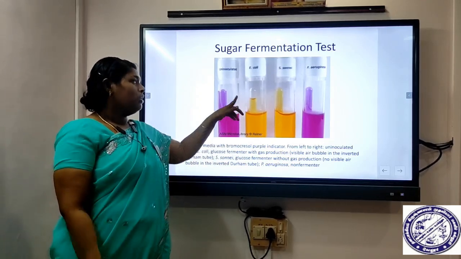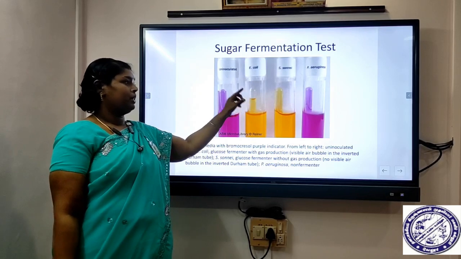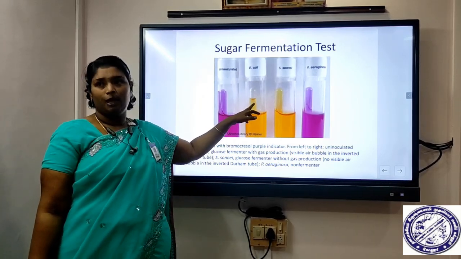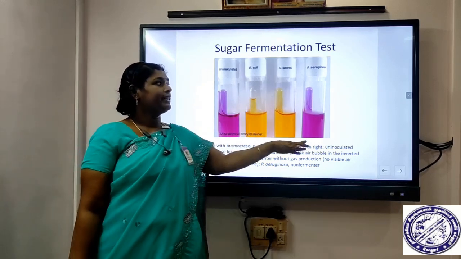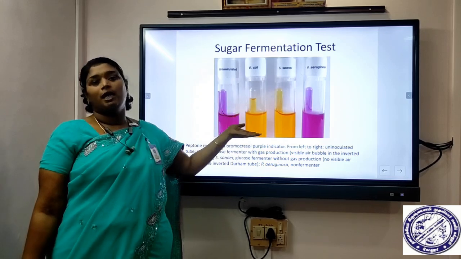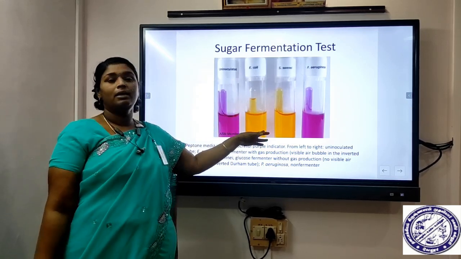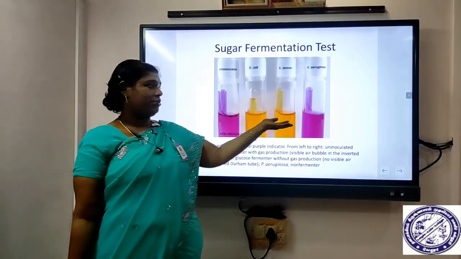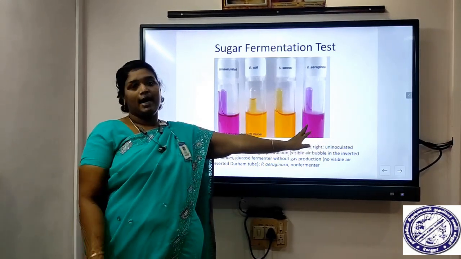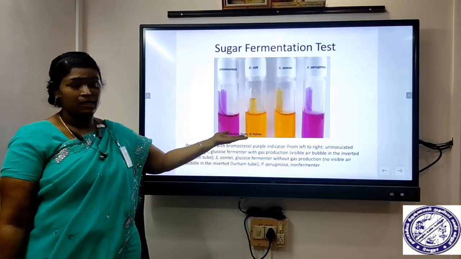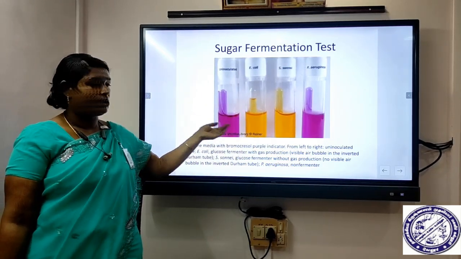There is no change in gas production; it will be seen by the empty gas bubble formation at the top of the Durham's tube. So that can be easily detected by the color change. If acid has been produced, we can see the medium color change into yellow. If there is no production or no utilization, the medium remains unchanged. Okay, so this is the positive acid production, or the sugar fermentation part.